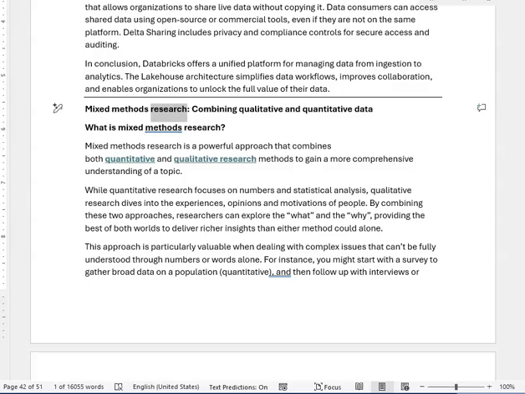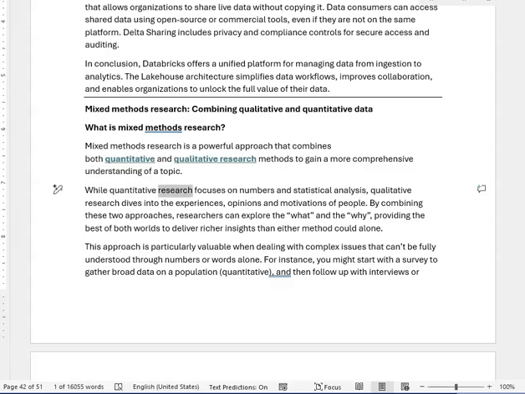Mixed methods research, combining qualitative and quantitative data. What is mixed methods research? Mixed methods research is a powerful approach that combines both quantitative and qualitative research methods to gain a more comprehensive understanding of a topic.